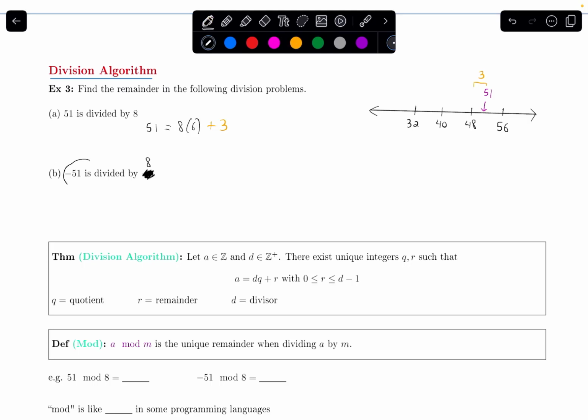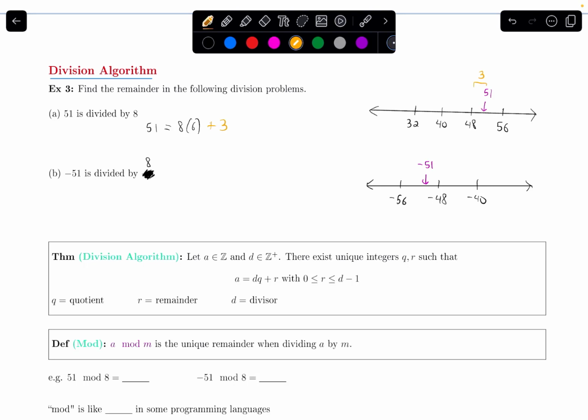What if I did negative 51 divided by 8? Thinking about this again with a number line, I want to count multiples of 8 getting down to a negative number. So I'd have negative 40, and then the next one would be negative 48, and the next one would be negative 56. Now I found one that's less than or equal to negative 51. My number negative 51 is here.